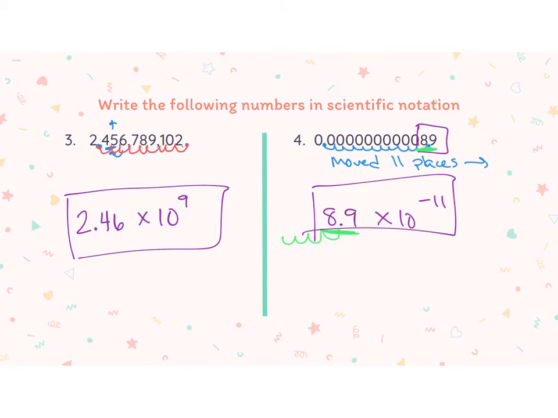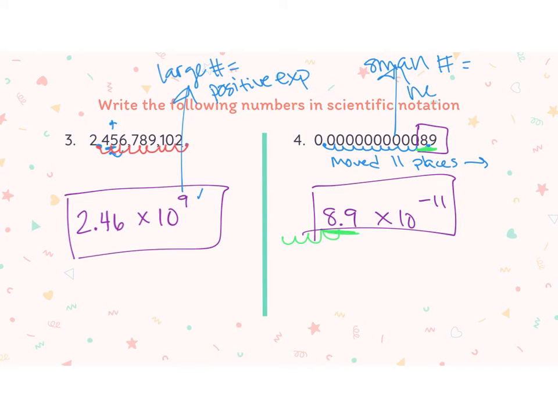So really big number, that's kind of how I think of it. Large number equals a positive exponent. Small number equals a negative exponent. And by small number, I mean less than 1.